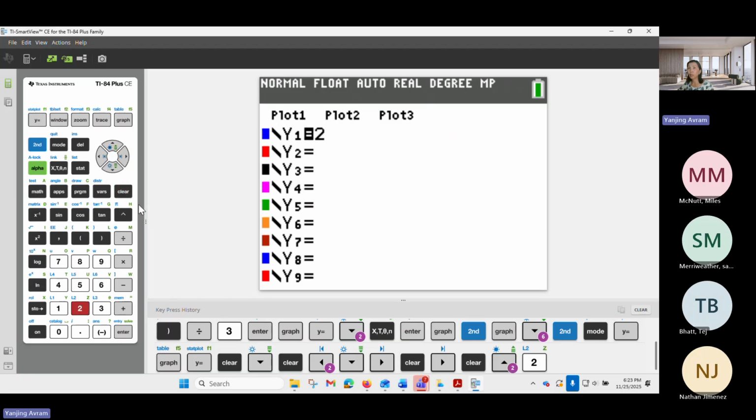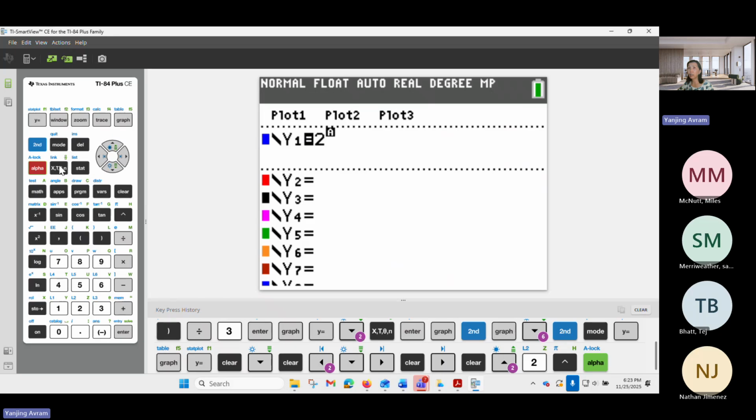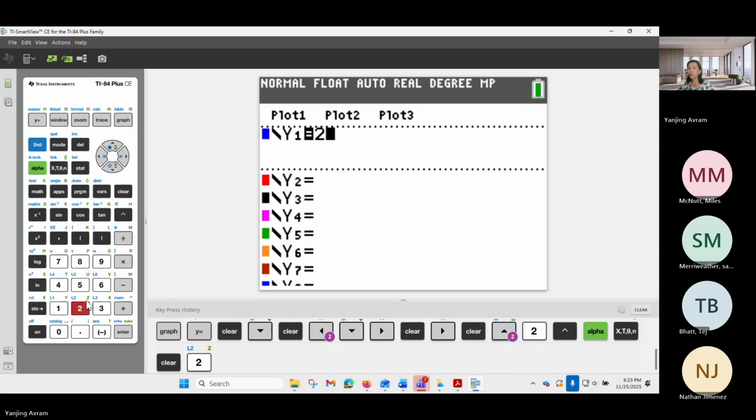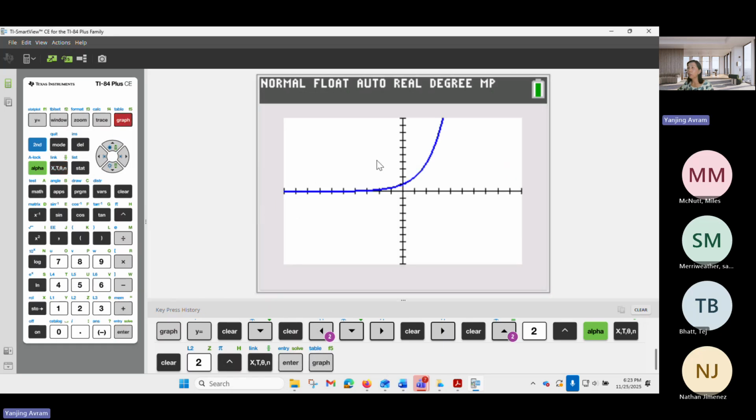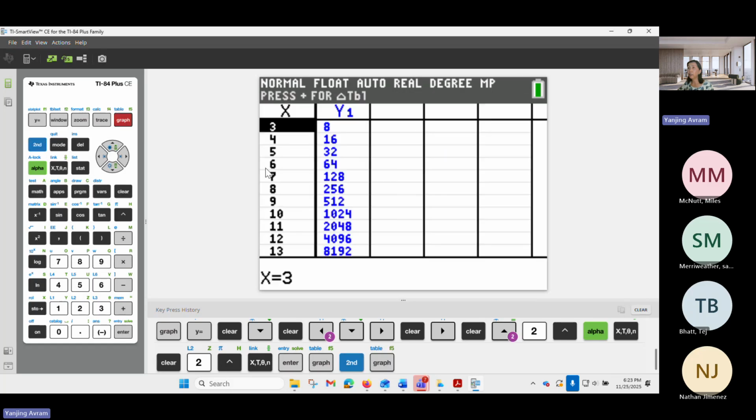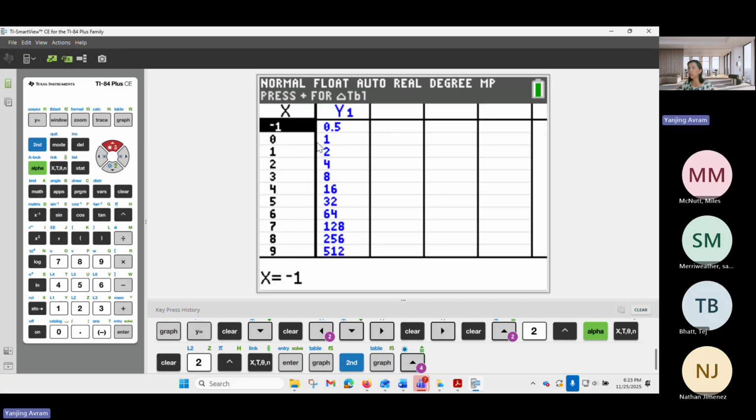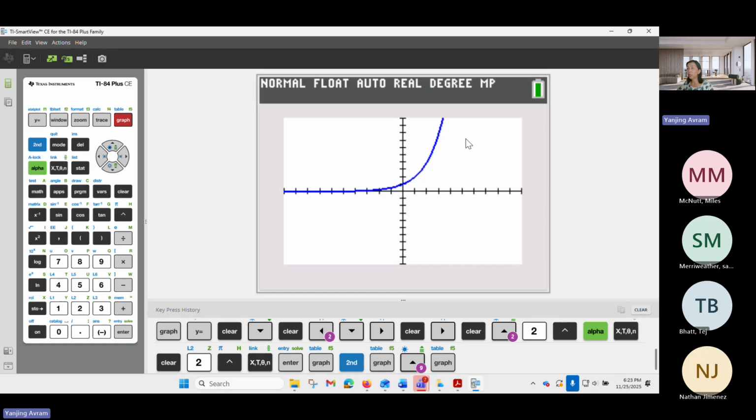All right, so 2 to the x power. This is the exponential equation, right? And if you want to look at how much is the x, how much is the y, you can come to the table. You can see even when x is negative, y is still positive. So the exponential equation y is always greater than 0 in this case, without a transformation.